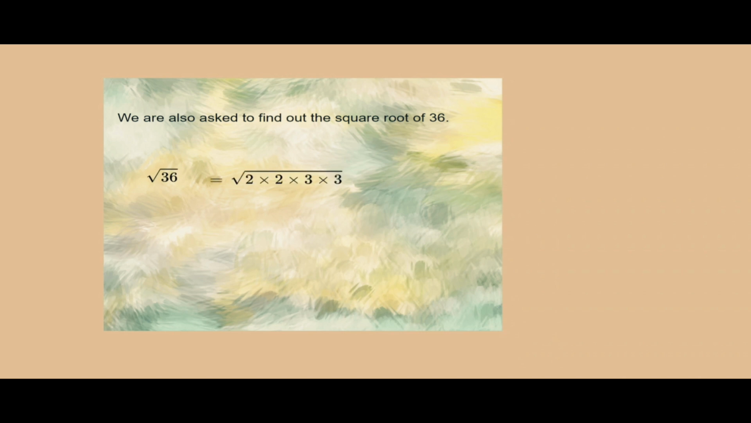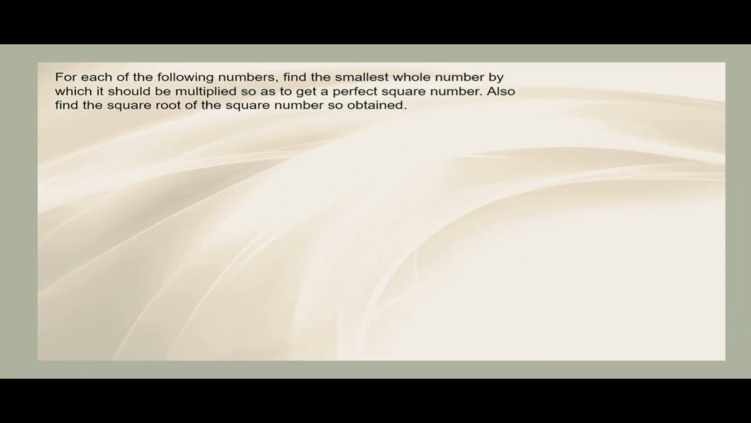Now the prime factors of 36 are 2 multiplied by 2 multiplied by 3 multiplied by 3. Making pairs of the same numbers and choosing one number from each pair, we get 2 multiplied by 3. Multiplying these, we get 6. It means the square root of 36 is 6. Let us try one more example and try to understand in a better way.